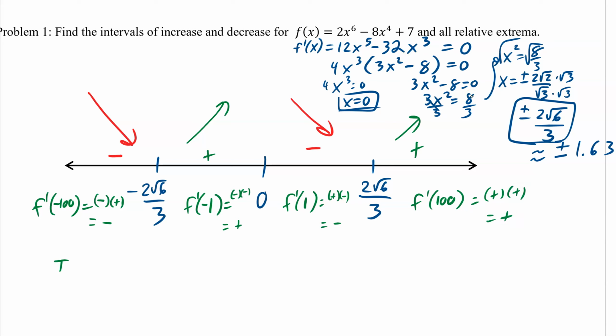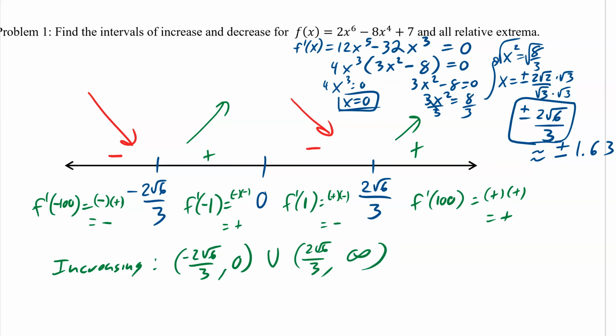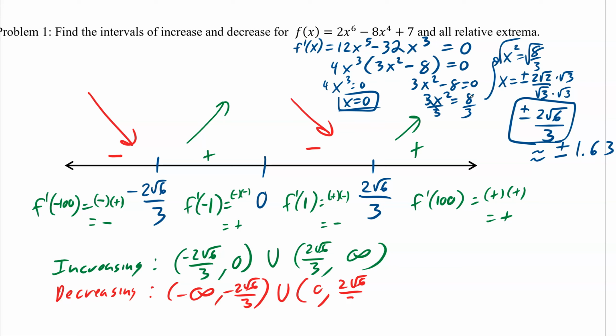So we're increasing from negative 2 rad 6 over 3 to 0, and from 2 rad 6 over 3 to infinity. And it's decreasing from negative infinity to negative 2 rad 6 over 3, union 0 to 2 rad 6 over 3.